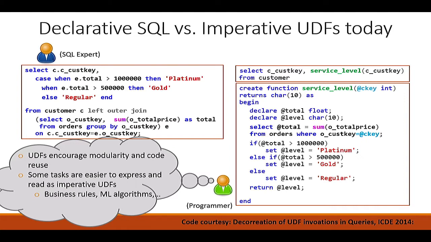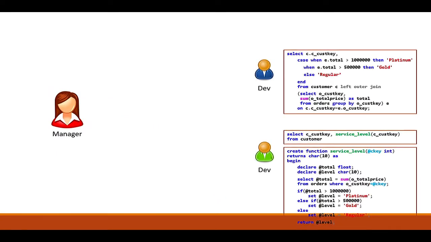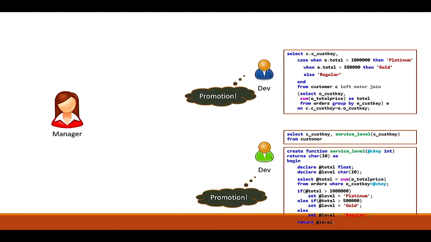Business rules especially, and even some ML algorithms, could be more intuitively expressed using imperative programs like this. So with this, they both come to the manager with their respective solutions and present it to her. And both are hoping for a promotion, because they have done their best.